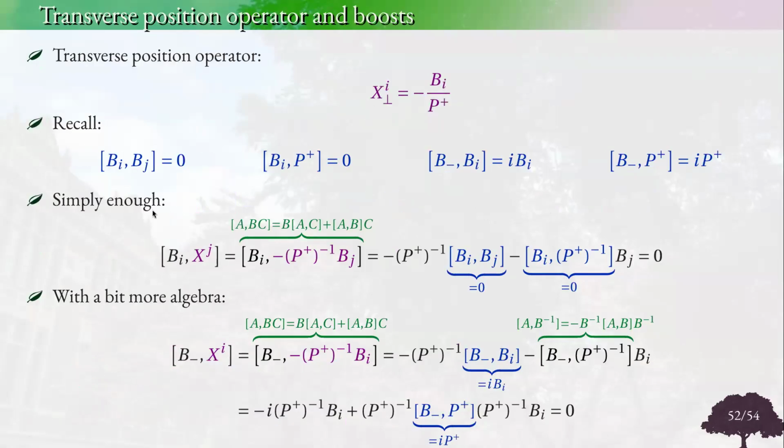Oh no, I won't go through this last one. I'll go through proving that it's boost invariant. So, your transverse position operator. Recall the following commutation relations from your Galilei subgroup.